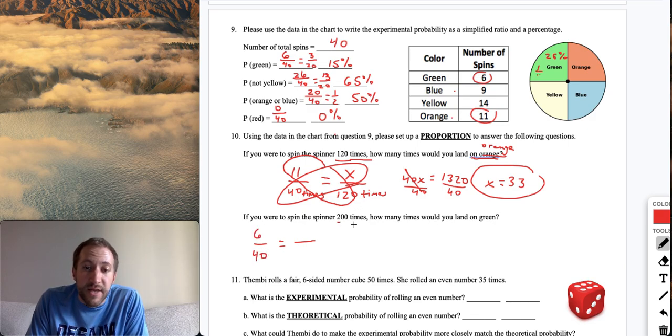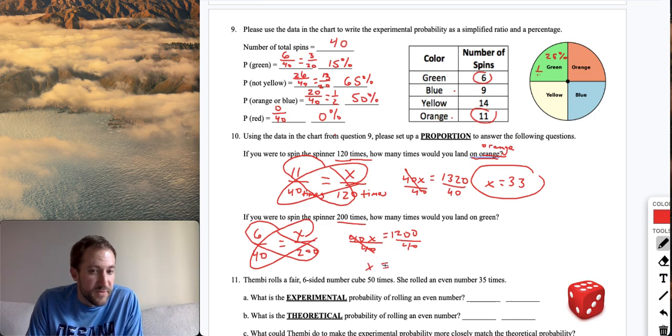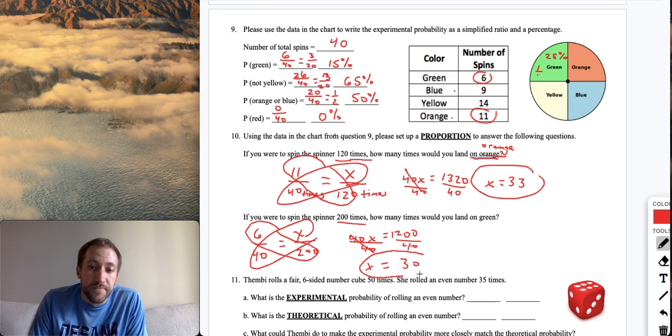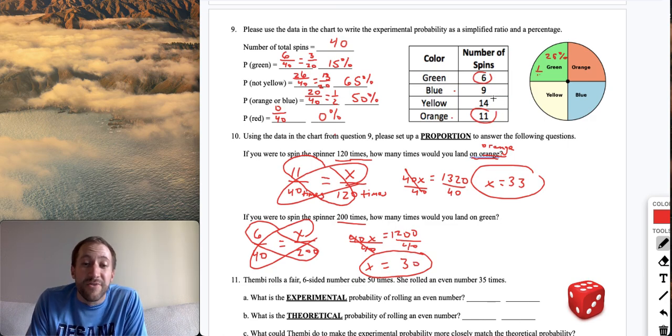And we want to know how many times I land on green if we spun it 200 times. 200 will be my other denominator. 40 and 200 are both the total amount of spins, so they're going to be on the same shelf. And then my numerator will be x. Let's go ahead and cross multiply. 40x equals 6 times 200, that's 1,200. Divide both sides by 40. And x is equal to 1,200 divided by 40 equals 30. So if I spun it 200 times, I would land on green 30 times, according to how the data is going so far.